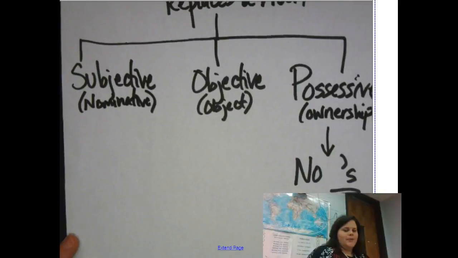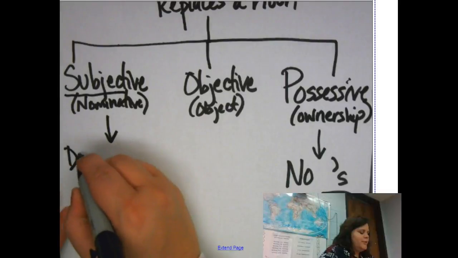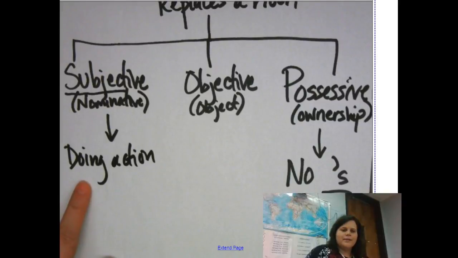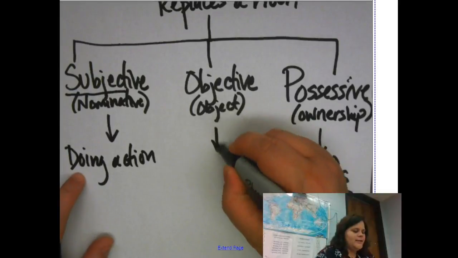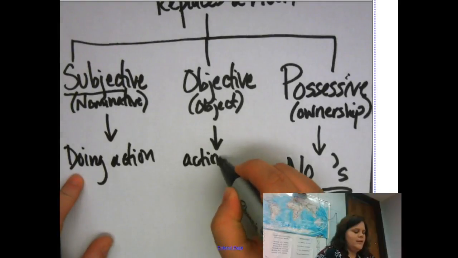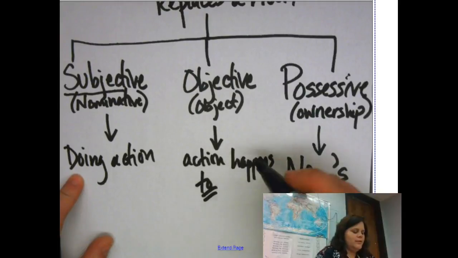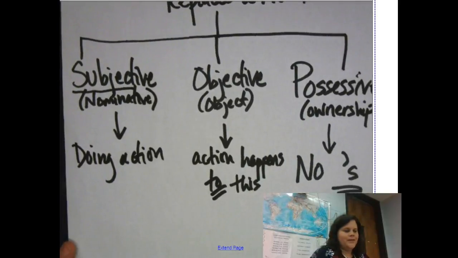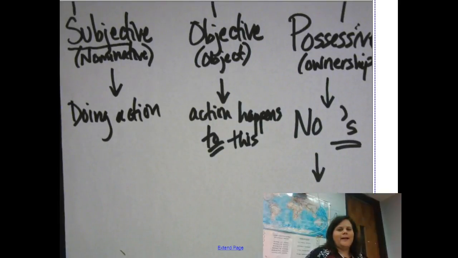So let's go back to subject pronouns, and I'm just going to call them subject just to shorten it up. Subject pronouns are the ones doing the action. So whatever the action is in a sentence, the subject is who does it. If it's a pronoun, it's a subjective pronoun. An objective pronoun, an object pronoun, is the action happens to this. So, there's only certain pronouns. They are subjective pronouns. It's a pretty finite list.